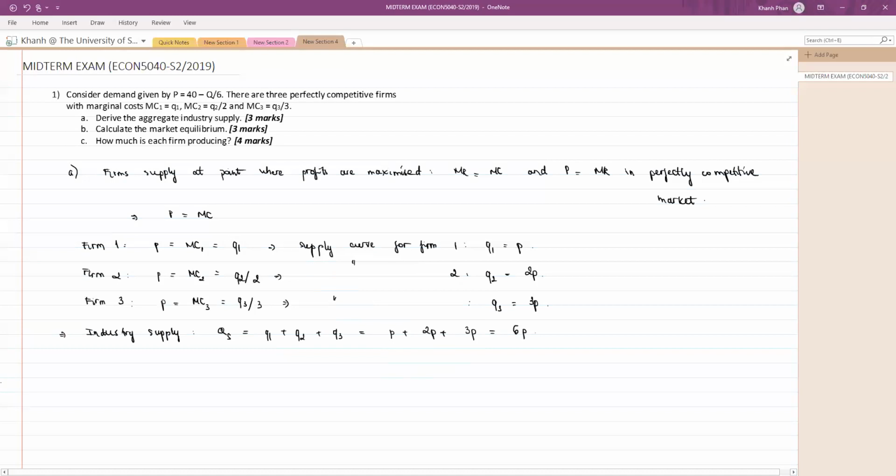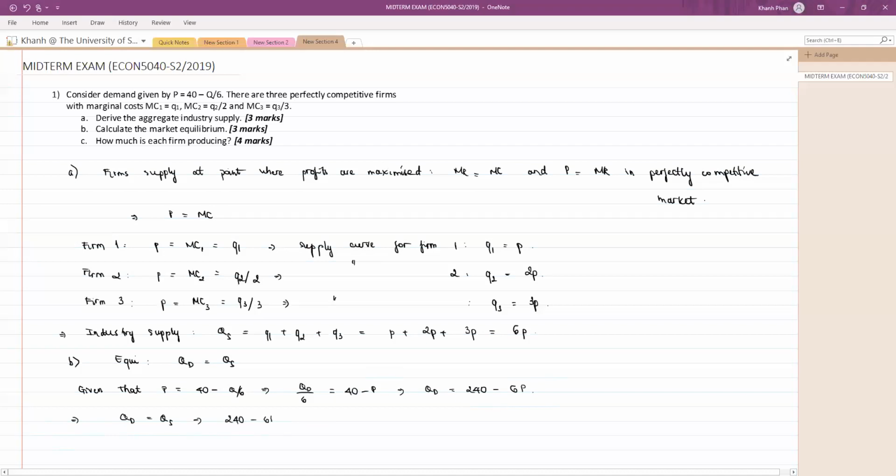Part B asks you to calculate the market equilibrium, which is pretty straightforward. Market equilibrium is at the point where quantity demanded equals quantity supplied. Given that the demand function is P equals 40 minus Q on 6, if I rearrange this to find the quantity demanded, QD, I get QD on 6 equals 40 minus P, and therefore QD is 240 minus 6P. Now I just have to equate this to the quantity supplied.